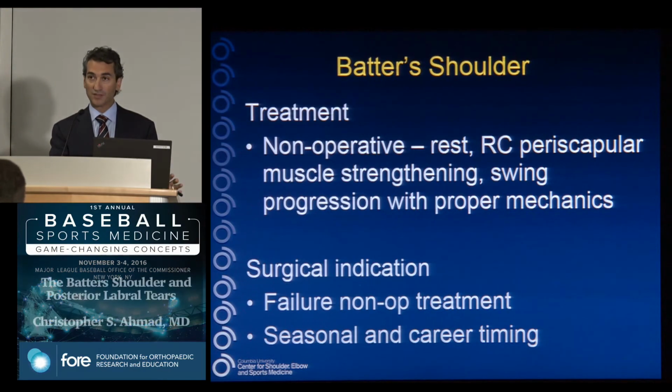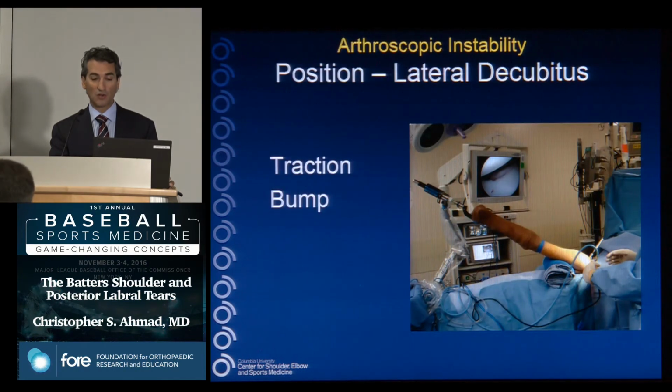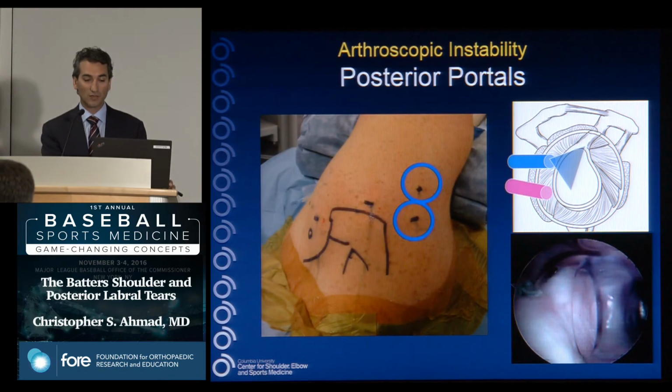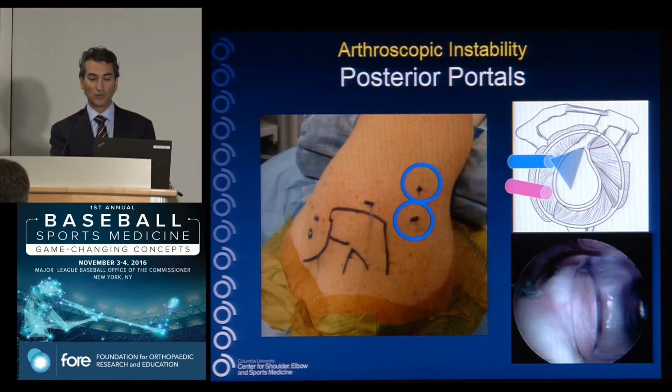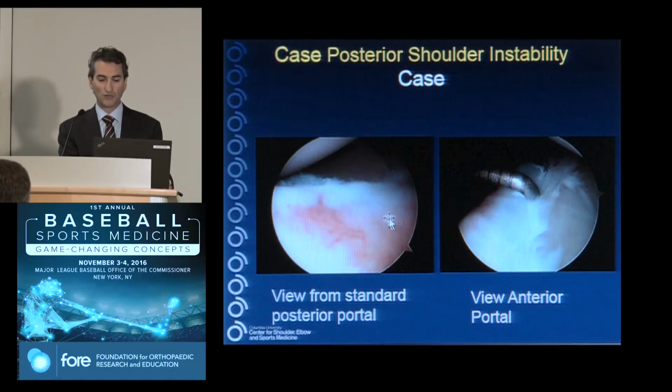If they fail this, then of course there's an opportunity to correct them with surgery. So the surgery for this is arthroscopic. We're going to see some of these different techniques throughout the day. This is a shoulder where the patient's lying on his side. This is the front of the shoulder, this is the back, so we're going to make portals to be able to visualize the pathology. This is viewing from the back, and you can see the labrum doesn't look that great.